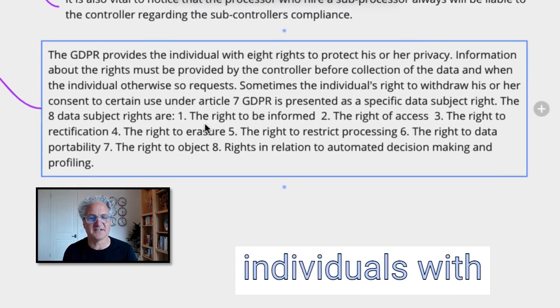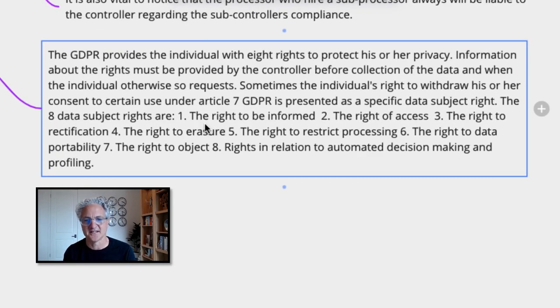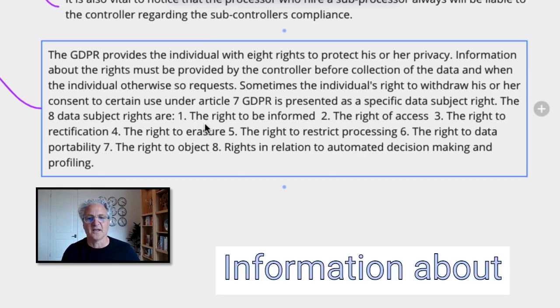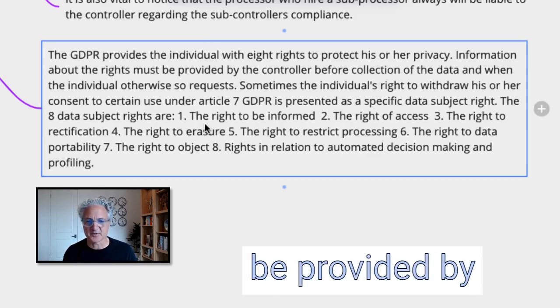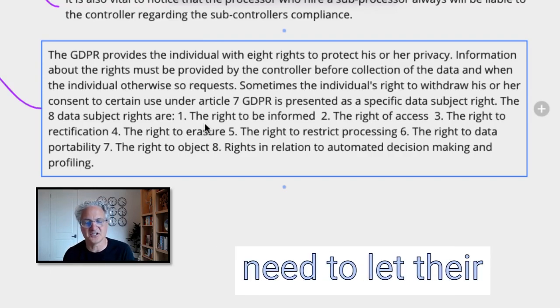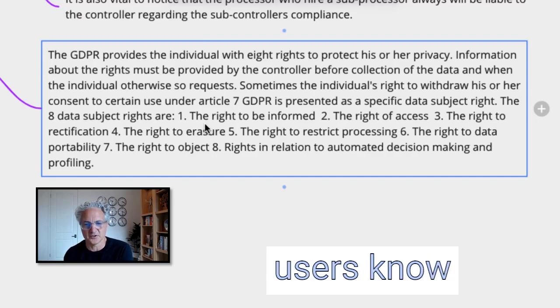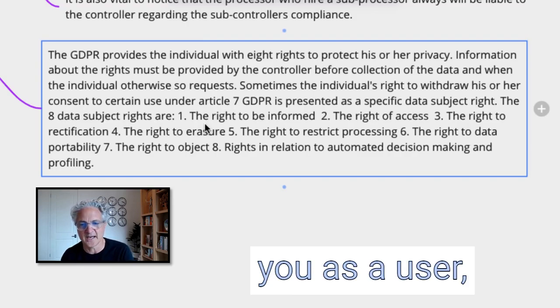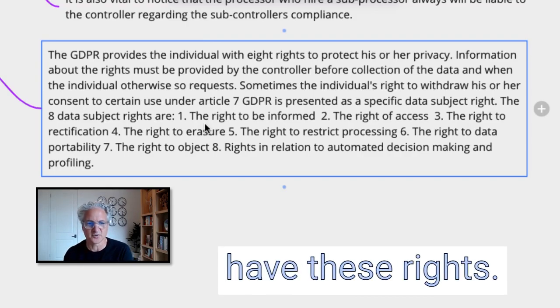GDPR provides individuals with 8 rights to protect their private information. Information about these rights must be provided by the controller before the collection of data. So theaters need to let their users know they're collecting personal information, and you as a user have these rights.